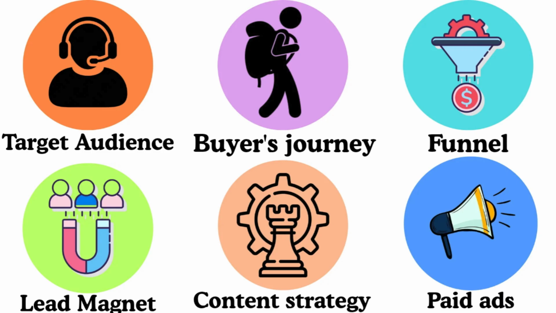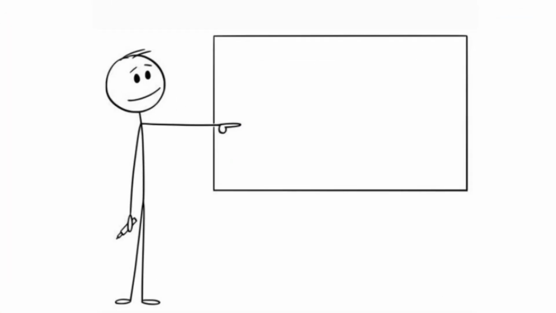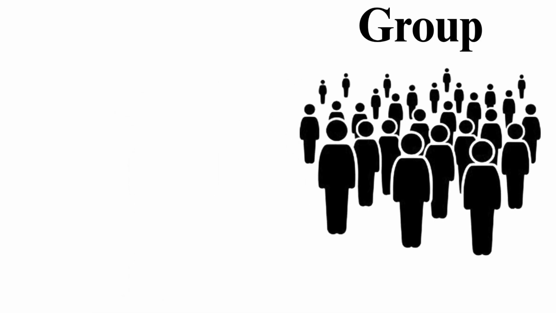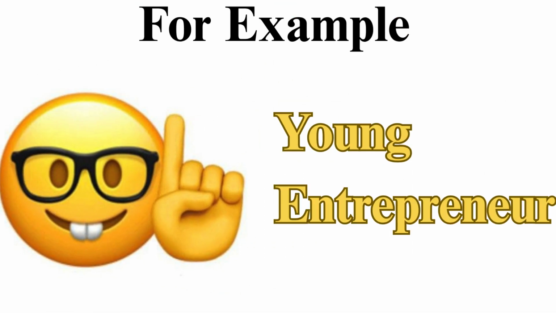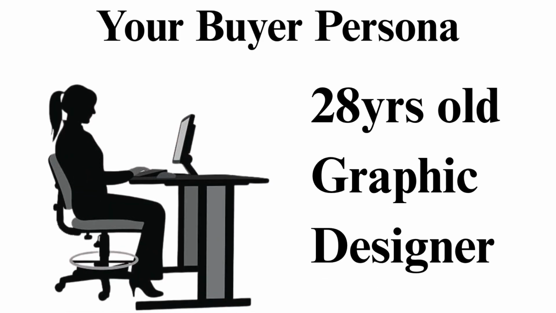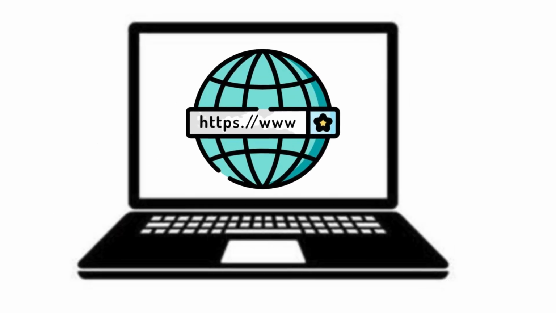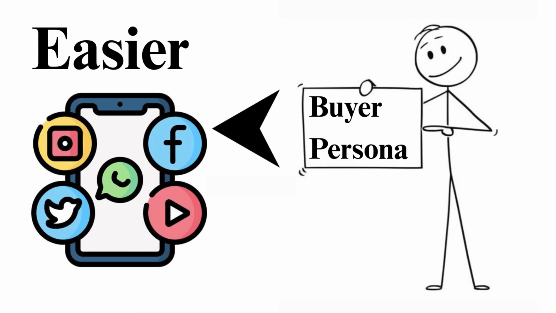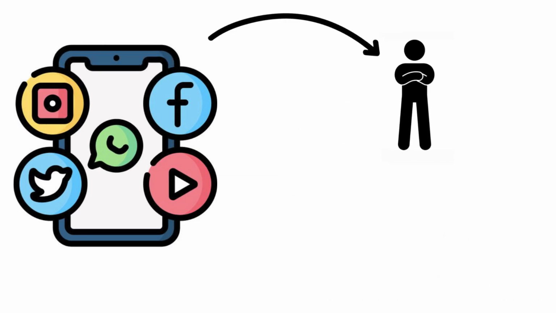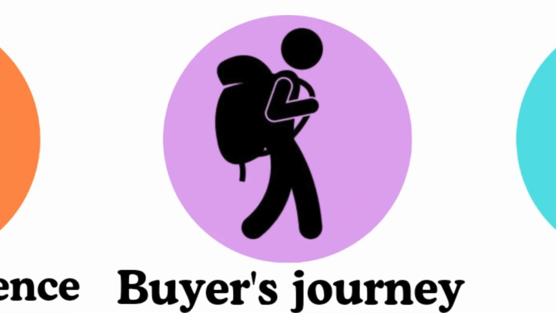Buyer persona. While your target audience is a specific group of people you're trying to reach with your product, a buyer persona is simply one fictional person who represents that group. For example, instead of saying your audience is young entrepreneurs, your buyer persona could be Sarah, a 28-year-old graphic designer who wants to build an online business, spends time on Instagram, and struggles to get clients. Creating a buyer persona makes it much easier to create content and advertisements because you're speaking to one specific person instead of a crowd.